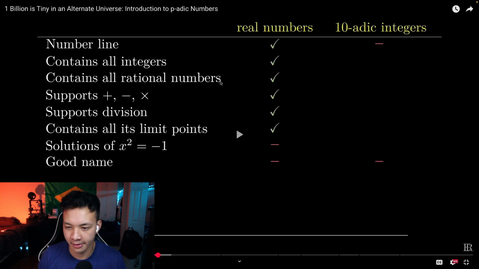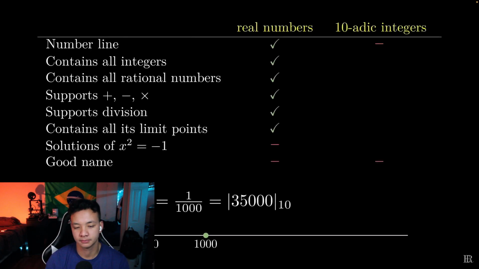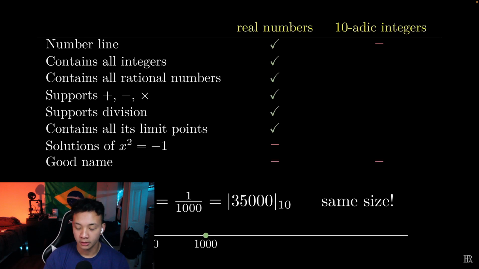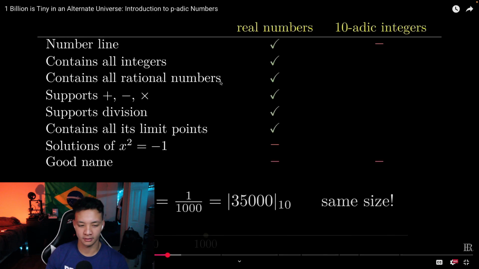You might try to build one, say by placing 1,000 close to 0, and then 1,000,000 even closer to 0, and 1,000,000,000 even closer than that. But the problem is that different 10-adic integers can have the same size. For example, 78,000 has size 1 over 1,000, but so does 35,000. Which is bigger, 78,000 or 35,000? So we can't place one to the left or right of the other, and there is no 10-adic number line.